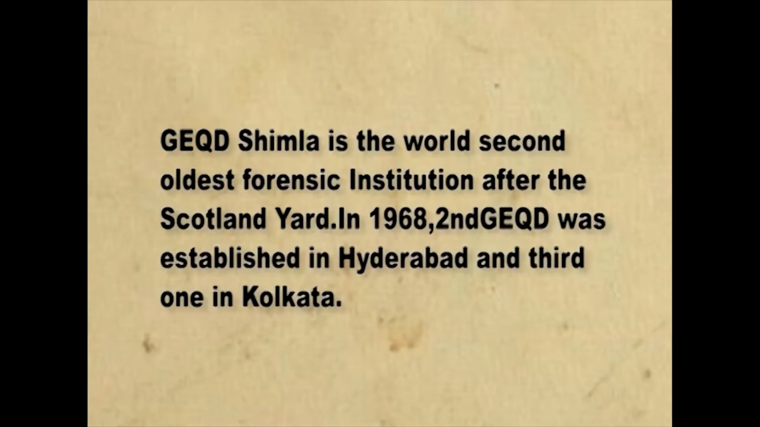During the Second World War, this organization took up the additional work of secret censorship, including the detection of invisible writing and training of military personnel in the field of science. According to the Archives of Shimla, it is believed that GEQD Shimla is the world's second oldest forensic institution after Scotland Yard. In the year 1968, a second GEQD was established in Hyderabad, followed by one in Kolkata.